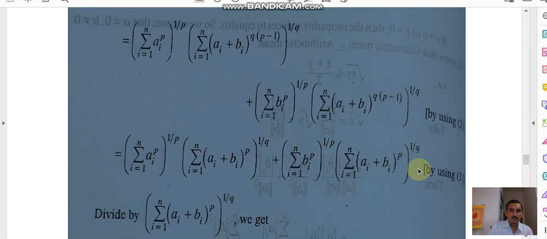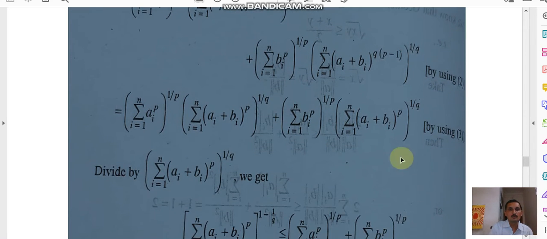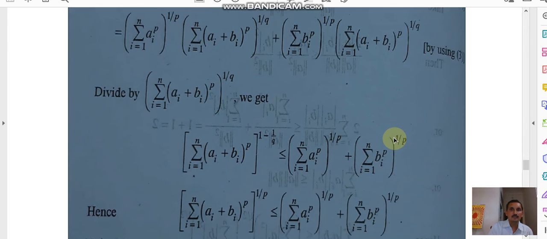Simplifying this and putting the value of q into p minus 1, we obtain p here, and also p here. So we obtain the common factor, summation i equal to 1 to n of (a_i + b_i) to the power p, whole to the power 1 by q, and we divide the whole equation by this common factor.